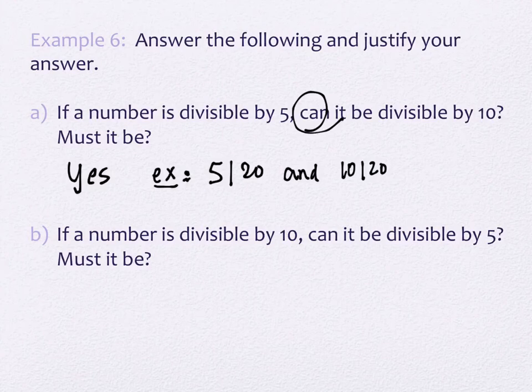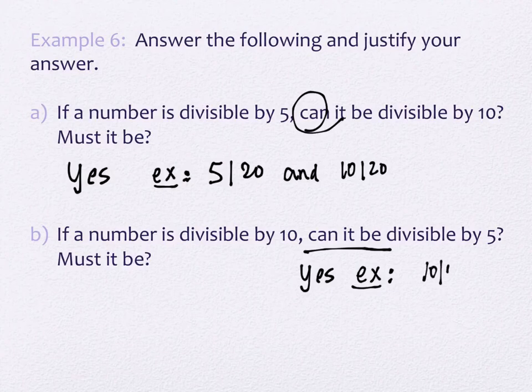So on B, it says if a number is divisible by 10, can it be divisible by 5? First, starting with this part that says can it? Yes. And maybe you would use the example 40. 10 divides 40, 5 divides 40.